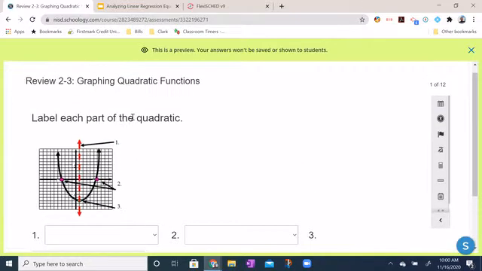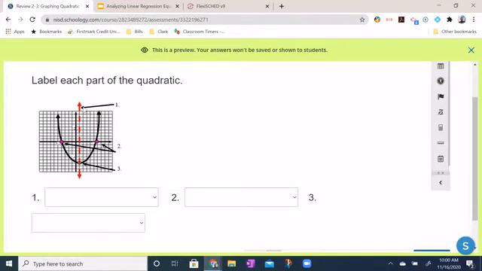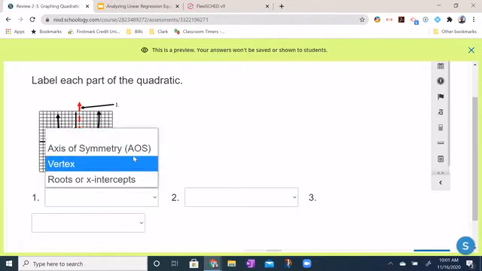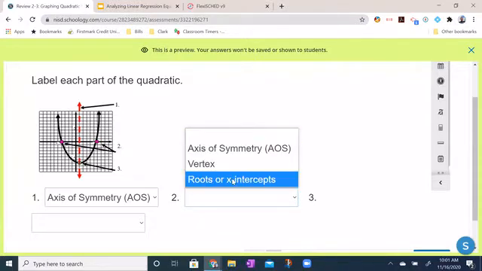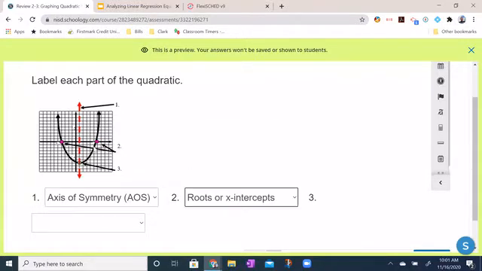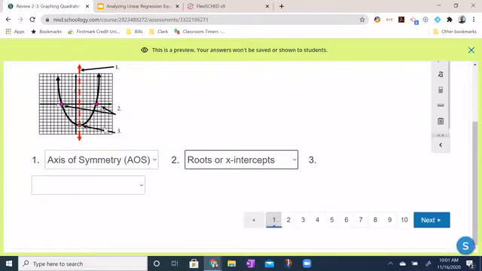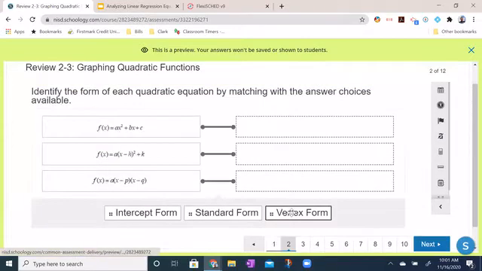Here's a quadratic, and we're going to label each part. Number 1 is pointing to this vertical line that cuts the parabola in half. That is our axis of symmetry or line of symmetry. Number 2 is pointing to these 2 dots on the x-axis. These are the x-intercepts, our roots, our solutions, our zeros. And number 3 is pointing to that point there, which is the vertex. Questions there?